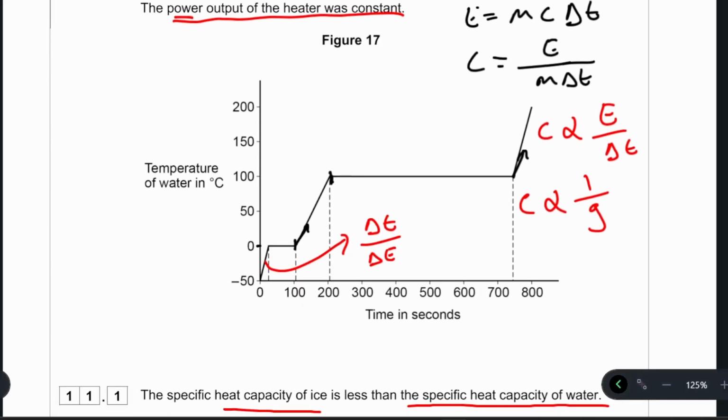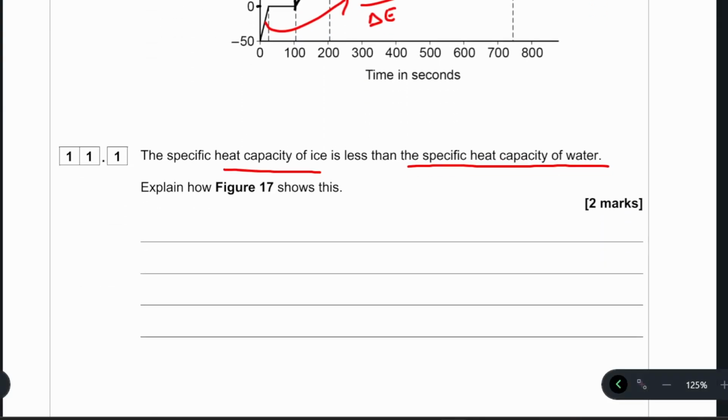Okay, so what that is telling us is that the larger this gradient is, the lower our specific heat capacity is. So that means if the line is steeper, our specific heat capacity is lower. So that's exactly what we'd say, is that because we have a steeper line, that means we have a lower specific heat capacity. And the steeper line is for ice rather than water. Okay, and so that should give you your 2 marks.